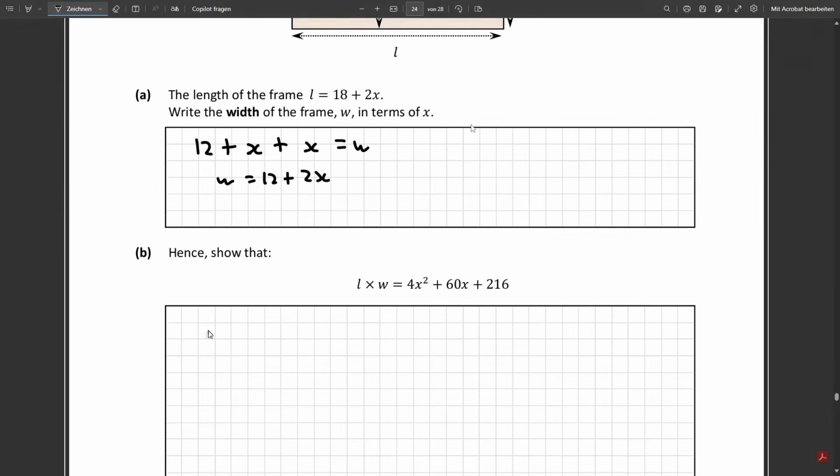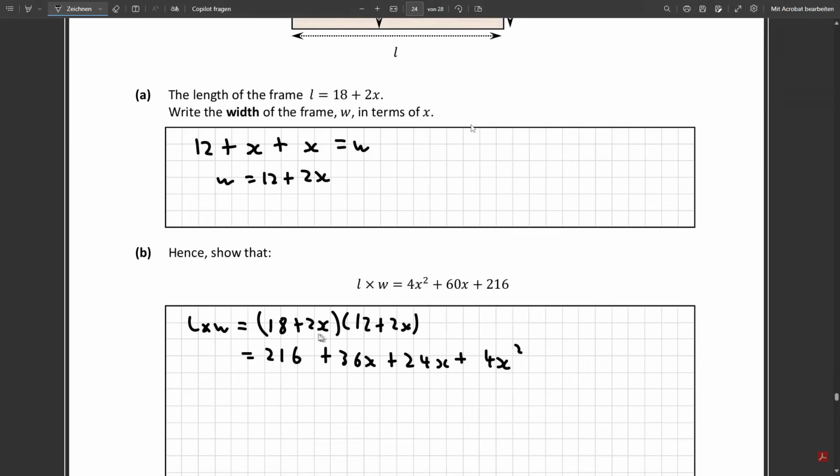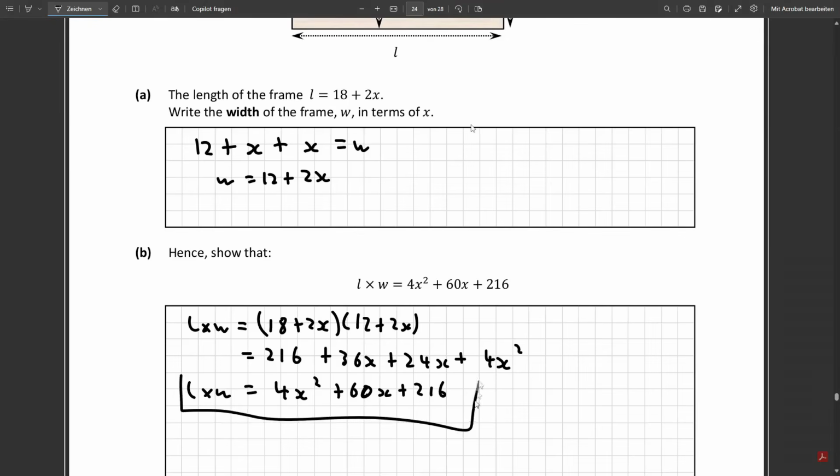So L times W will be equal to 18 plus 2x multiplied by 12 plus 2x. So 18 times 12 is probably a big number. I'm guessing it's 216. 18 times 12. Yep, it's 216. So 216, that'll give us 36x. This will give us 24x. And this will give us 4x squared, because it's 2 times x times 2 times x. So group that into 2 times 2 and x times x. So we'll have 4x squared if we just rearrange it how they have it. 36 plus 24 gives us 60x, and then we have 216. And that's what L times W is. And then we've just shown that.